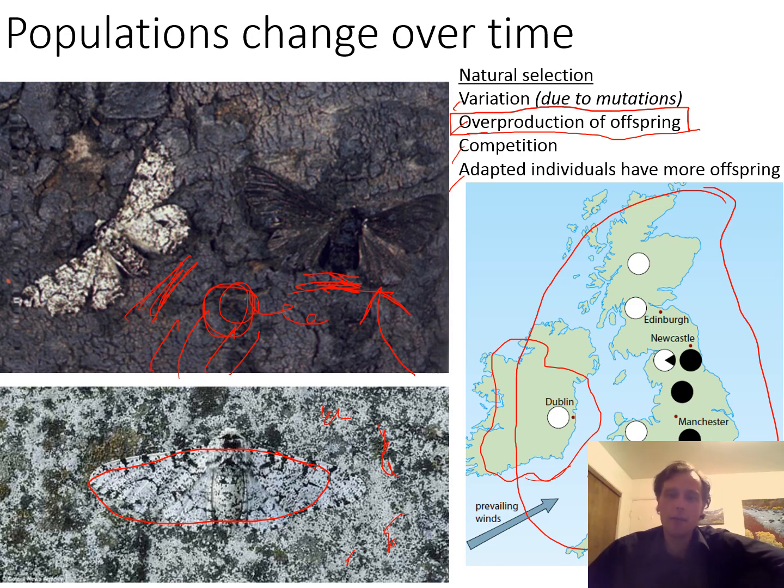This is known as competition. Not all individuals compete with other individuals by fighting. It may simply be that they're competing by who has the best camouflage. So in polluted England, the darker moths were more successful competitors. They were more adapted individuals, and they had more offspring, and their offspring tended to look like them.